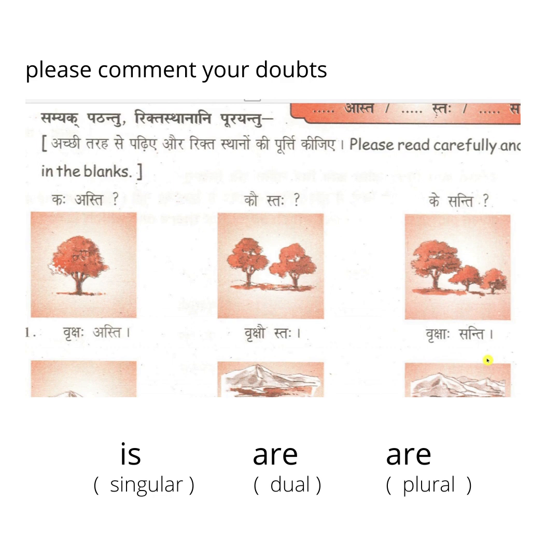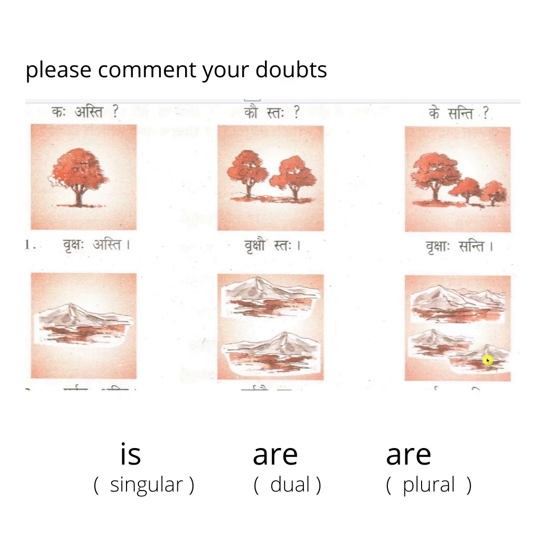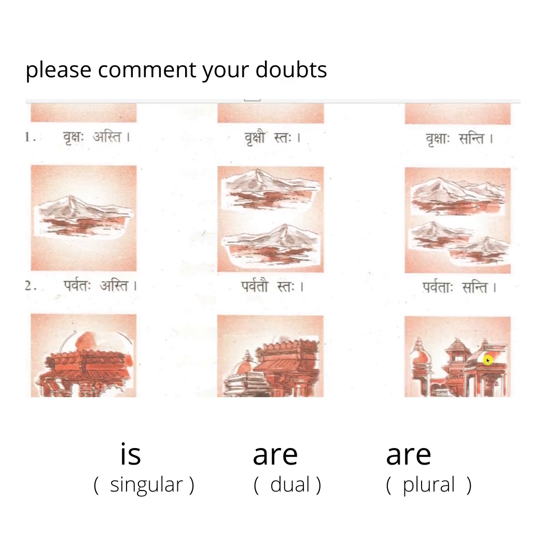About this picture, when you ask, kaha asti? Parvataha asti, there is a mountain. Kaustaha, what two are there in the picture? Parvataustaha, there are two mountains. Ke santi, what all are there? Parvataha santi, there are mountains. So this first sentence is ekavachan, that is, a singular sentence.